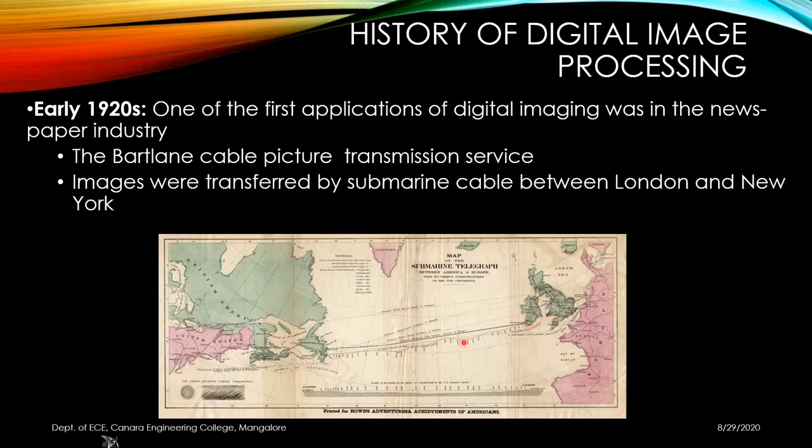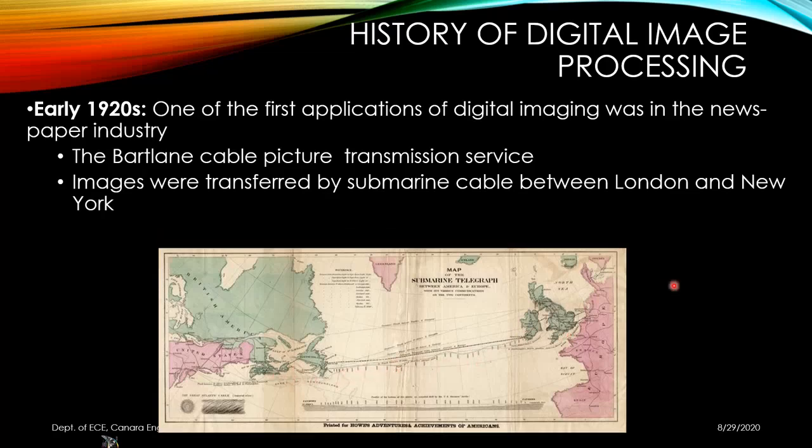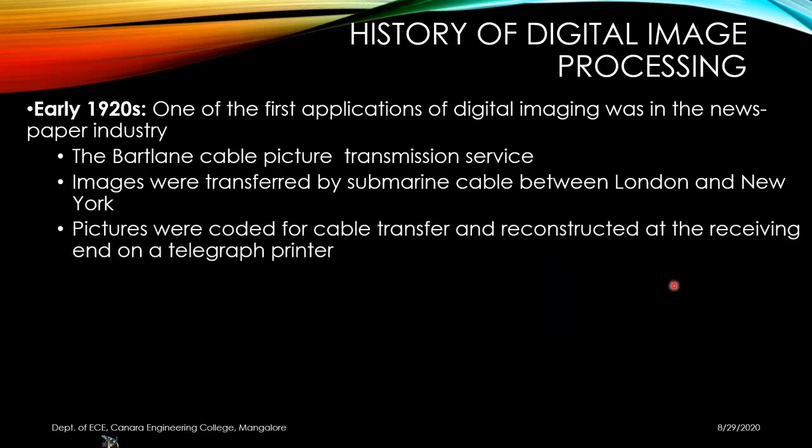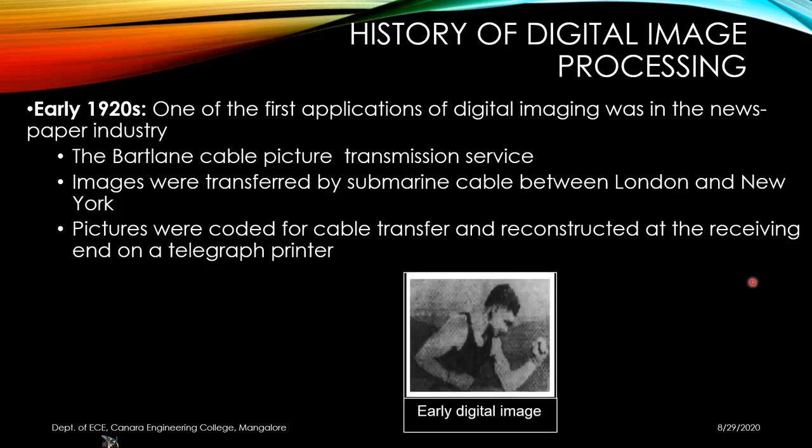And pictures were coded for cable transfer and reconstructed at the receiving end on a telegraph printer. And this is one of the earliest digital images that was transmitted, and it looks very crude, only a single tone image, only black or white pixels are there. So it looks black if more dots are printed in the vicinity, meaning if it is dense dots it will appear black, and if the dots are spread out, it will appear gray, and if there is nothing, there will be white color.